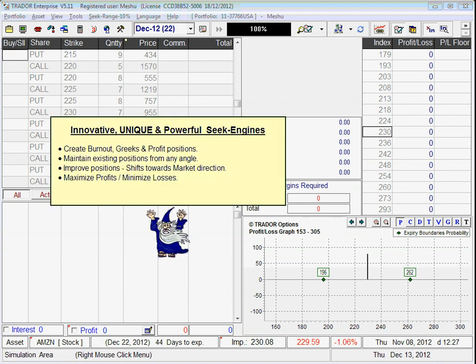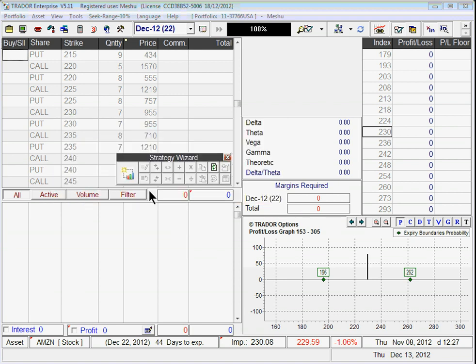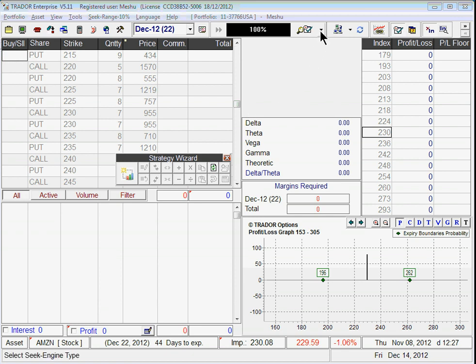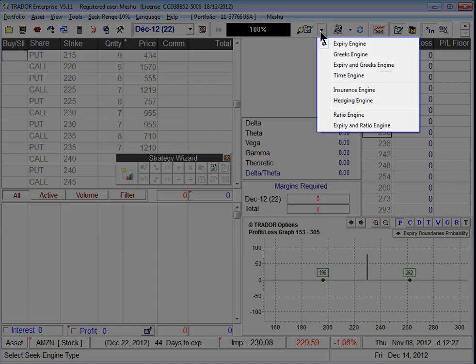Trador's seek engines are innovative, unique, and powerful algorithms that seek among millions of different mathematical variations for goals defined by the user, both to open any new position and, most importantly, to calculate any existing inventory position. Plus, the additional executions to come will shift and improve the original inventory position towards the market's current index. Trador has 8 powerful seek engines for any defined goal and angle.